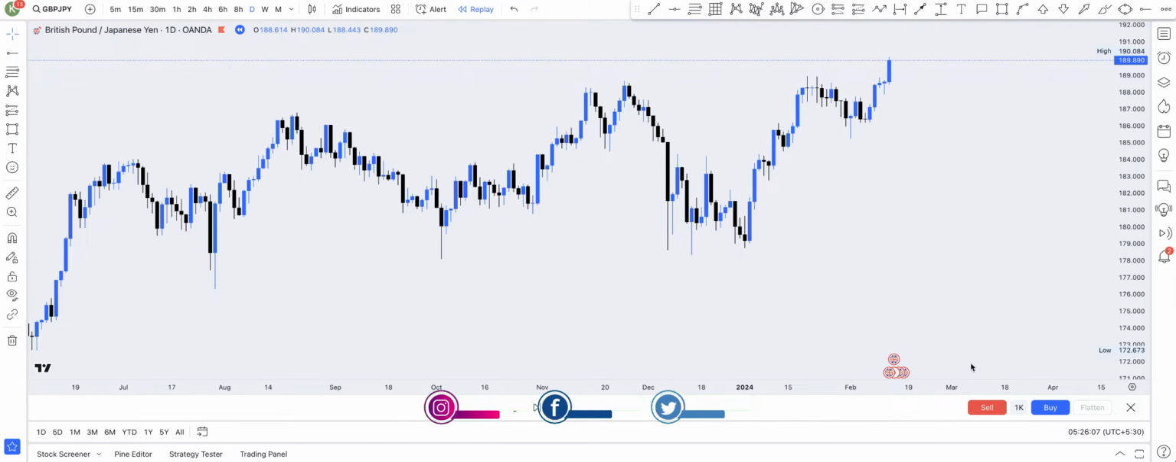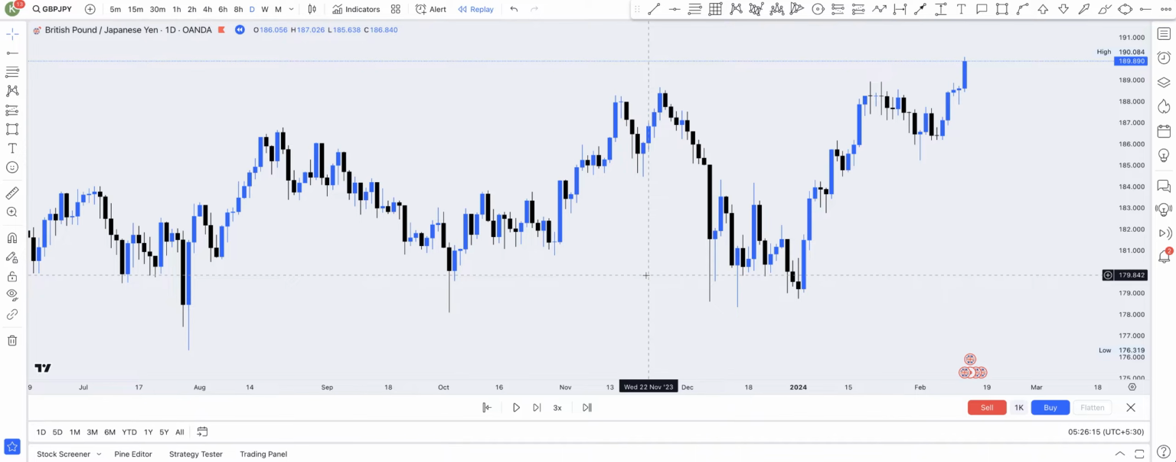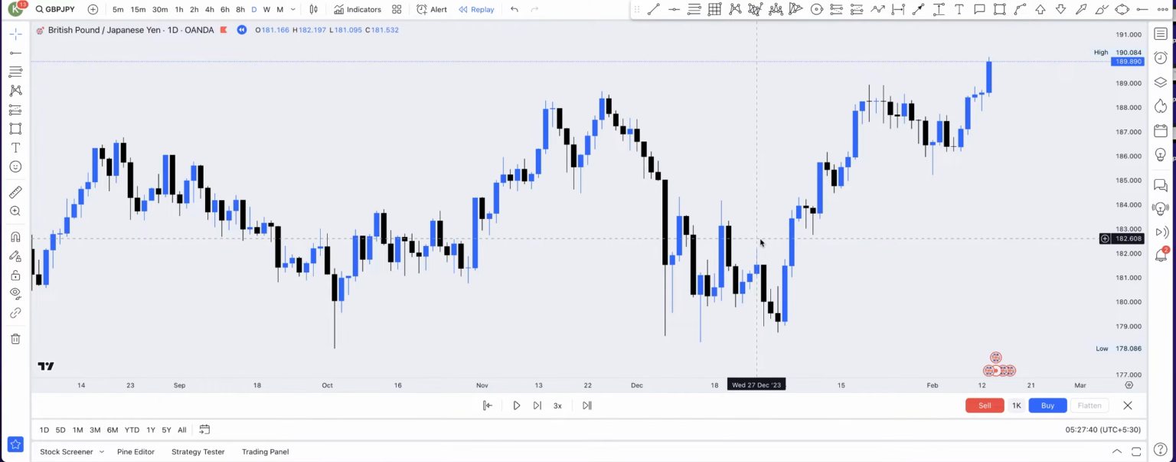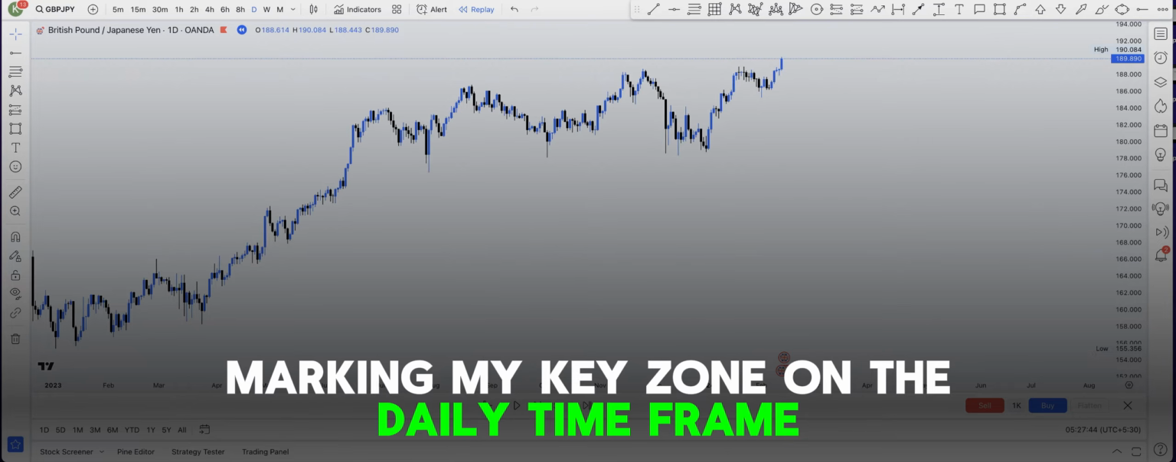Let's continue. So this is a very simple top-down analysis we are going to be doing on Pound JPY, and now we are on a daily time frame. Now on the daily time frame, what am I going to do? From here, I'm just going to use 3 time frames: the daily time frame, the 4-hour and the 1 hour. On the daily time frame, I'm going to be marking my key zones.